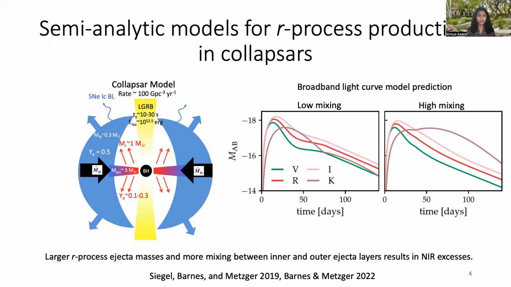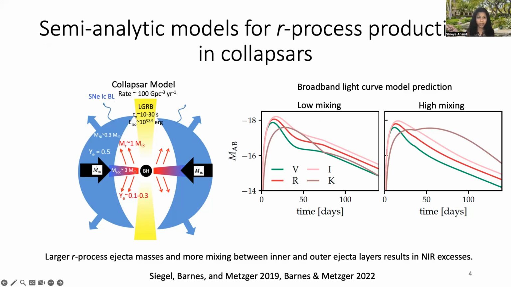In this model, the collapsar collapses into a central black hole, which forms an accretion disk around it due to the rapid rotation of the central star. And in this disk, r-process nucleosynthesis could occur. The main signature of r-process nucleosynthesis manifests in the supernova's light curve, and it depends on whether the inner r-process ejecta is mixed efficiently or not with the outer supernova layers.